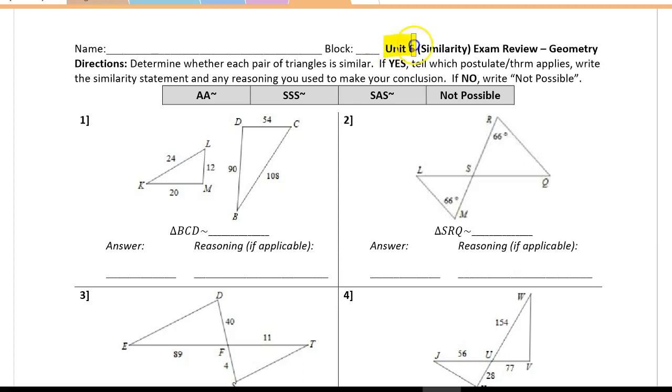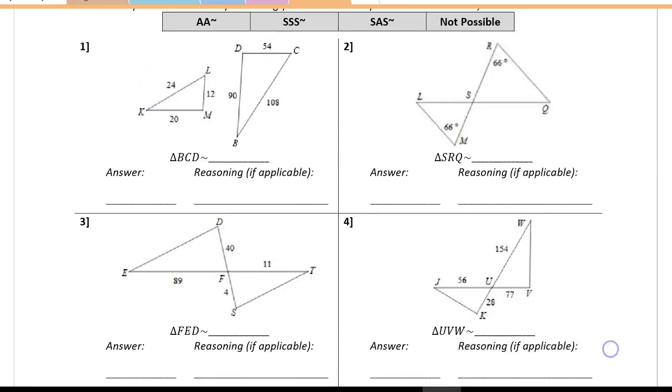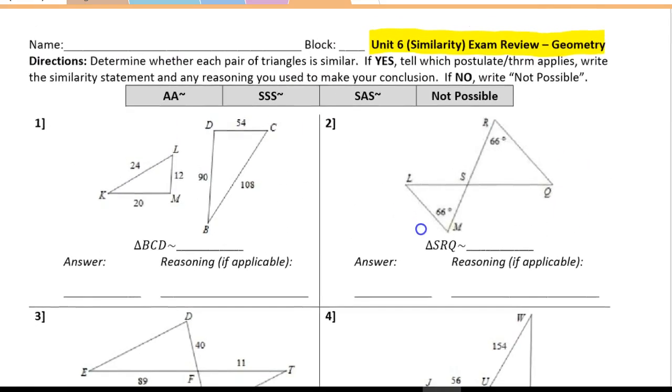This review is for Unit 6, Similarity. We'll be doing this in several short videos. This is video 1, covering the first page of questions 1 through 8, proving triangles similar, choosing criteria that apply.